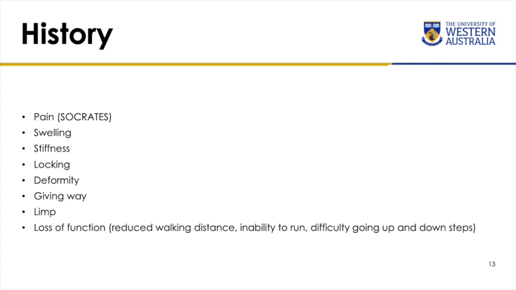Limp may be due to pain, instability or deformity, and an antalgic gait may also be caused by a pain referred from the hip. Loss of function usually manifests as a progressively diminished walking distance, inability to run, difficulty going up and down stairs. Squatting and kneeling may be painful, either due to pain from pressure on the patellofemoral joint or because the knee cannot flex fully.